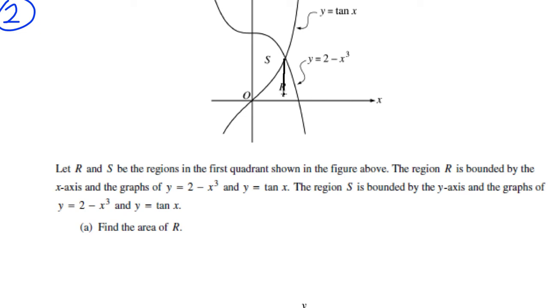So finding that area R, I have to split it into two sections because one is below tangent of X. I'm going to say that this blue area here is beneath tangent of X, and this red function over here is beneath 2 minus X cubed. So I have to find that intersection point, and I also have to find this endpoint as well. Where does that intersect? It's probably going to be the cube root of 2, because if I plug in the cube root of 2, I'll get a height of 0. So I'll just write that down now. This right there is the cube root of 2.